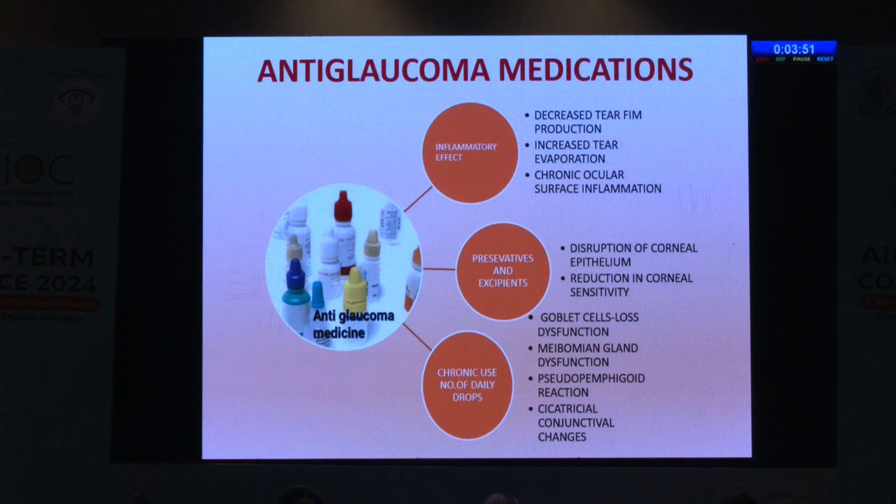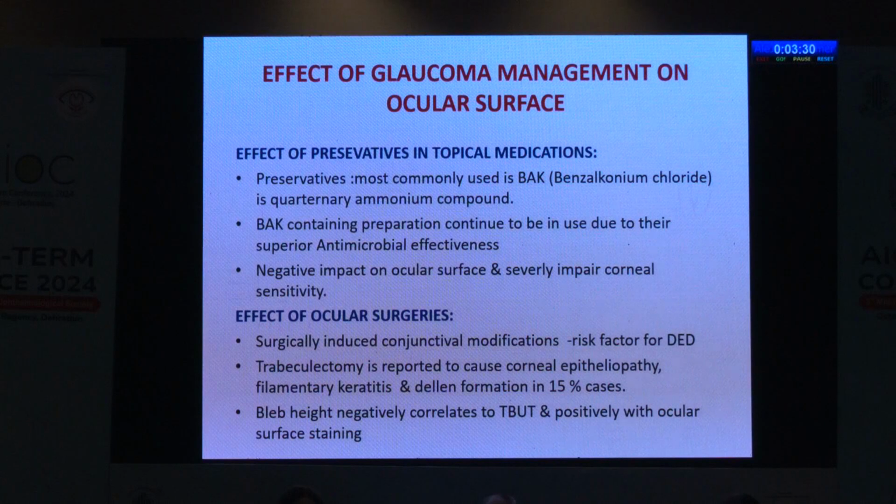They have effects because of the preservatives and excipients, which disrupt the corneal epithelium and reduce the corneal sensitivity. The chronic use and the number of daily drops put in the eye every day have been shown to cause goblet cell loss and dysfunction, meibomian gland dysfunction, pseudopemphigoid reactions as well, and cicatricial conjunctival changes. The preservative, especially benzalkonium chloride, is the main culprit, added to the preparations because of superior antimicrobial effectiveness, but it negatively affects and impairs the corneal sensitivity.